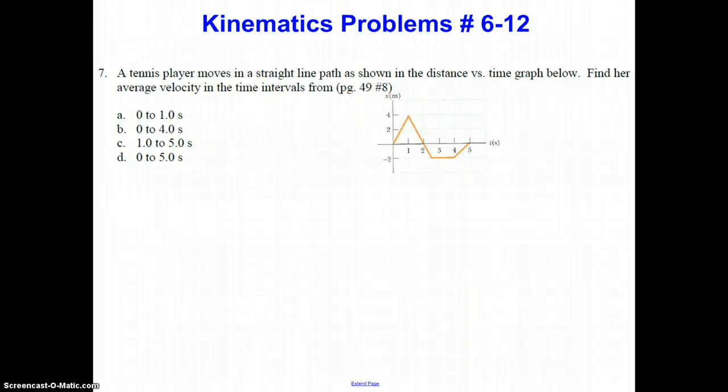Welcome to the solutions for the AP Physics Kinematics problem set numbers 7, 10, and 11. Let's jump right in and get started.